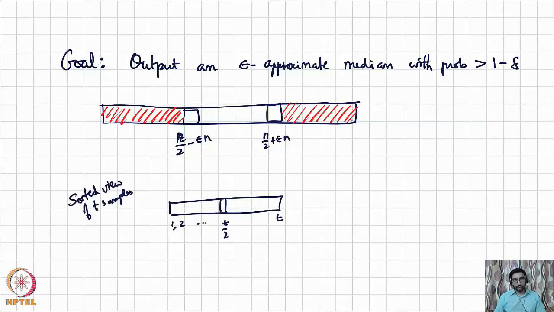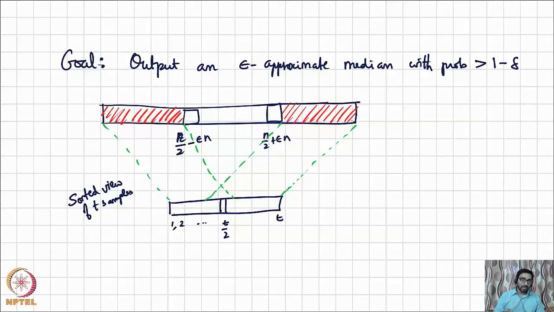In particular, when we look at the sorted view of the T samples, there are two bad events that we want to avoid. We want to avoid getting T by 2 or more items from the red range in the left, and similarly we also want to avoid getting T by 2 or more items from the red range in the right. These are the two bad events and we want to avoid them.